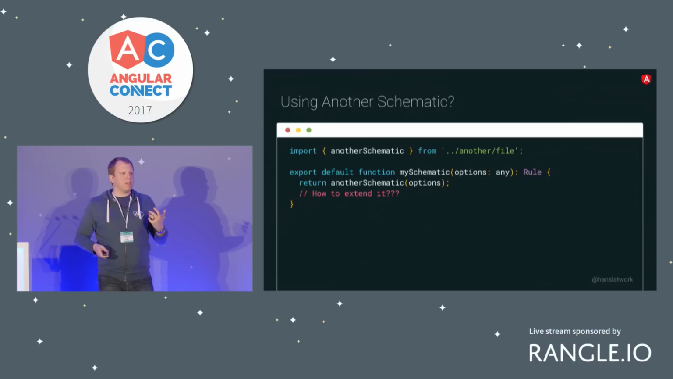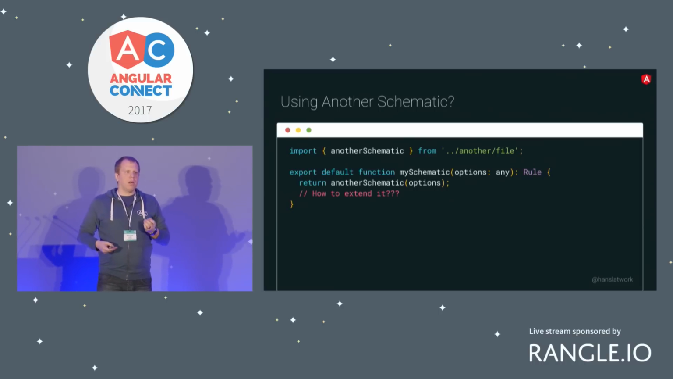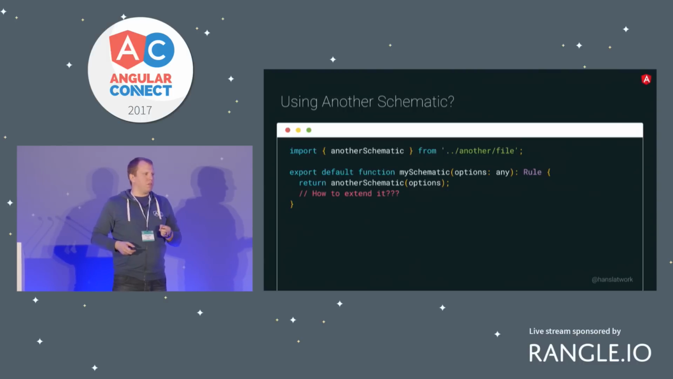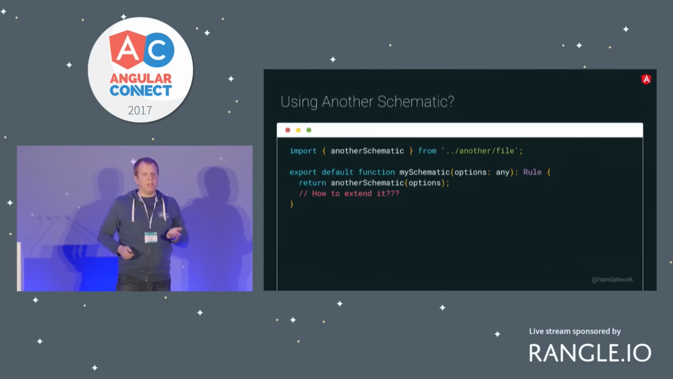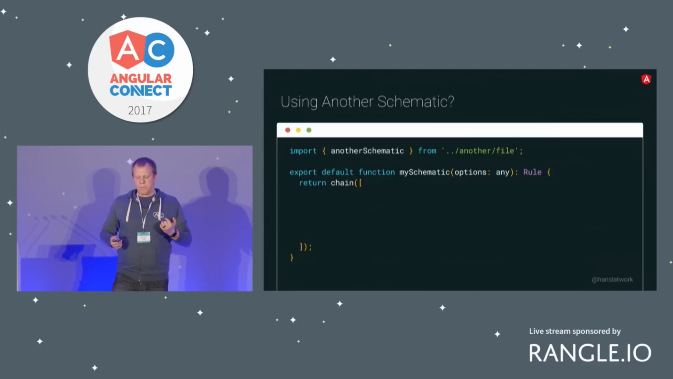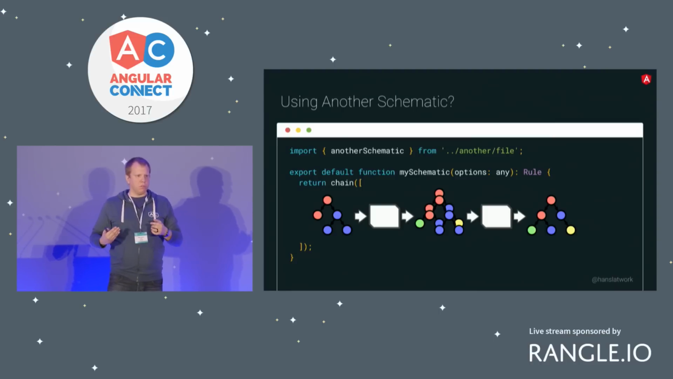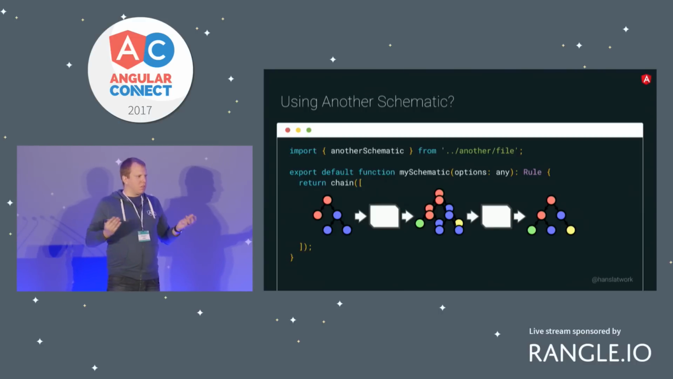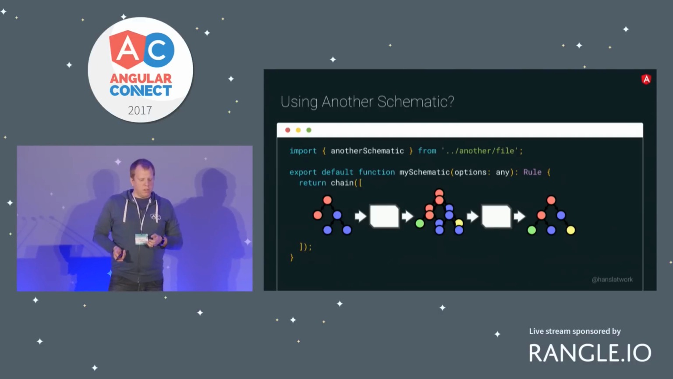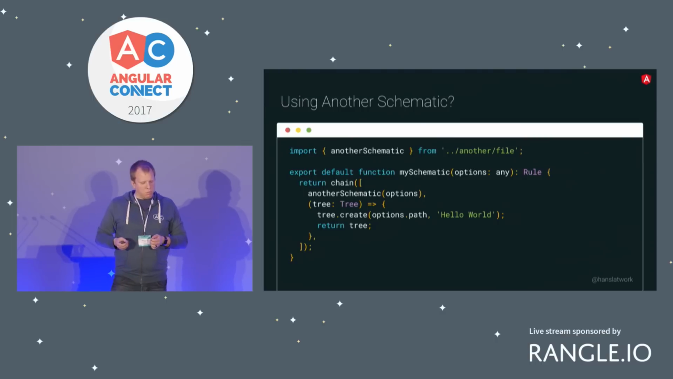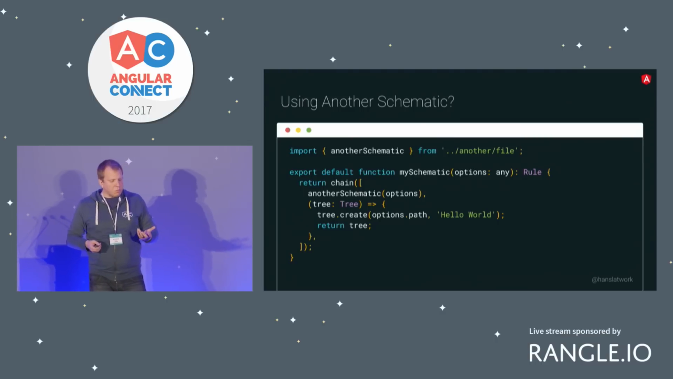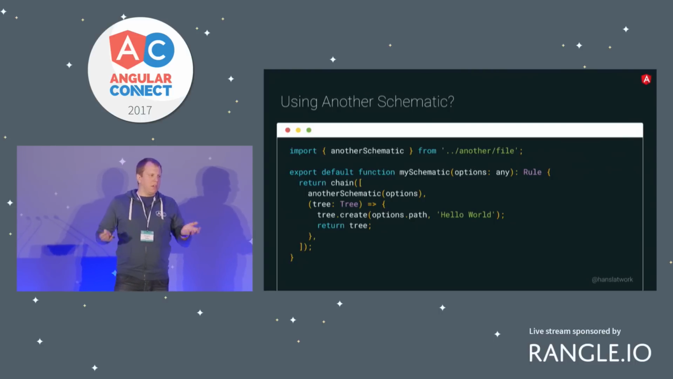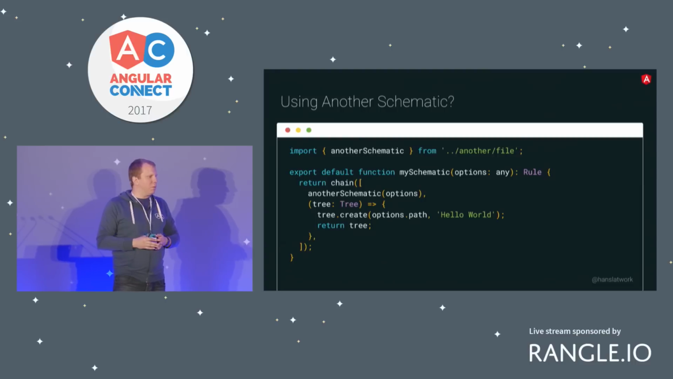But how do you extend it? Well, we provide a lot of basic rules for you that make composition and reusing really easy. For example, we provide chain, which chains multiple rules. And because the output of a rule is conveniently the input of another rule, we can just pipe them together. So we're going to chain the other schematic with our tree.create that adds to the other schematic a hello world file containing hello world.